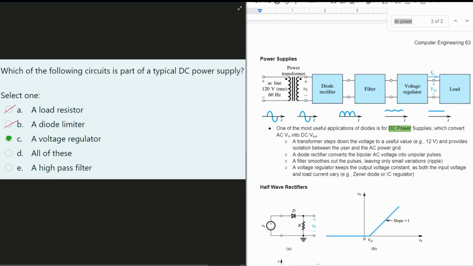It's what makes it into the DC direct current flat line. It's obviously not going to be all of these, and we don't need a high pass filter in here, so the answer is going to be a voltage regulator. If we had other different options, we would just look at our power supply diagram here.